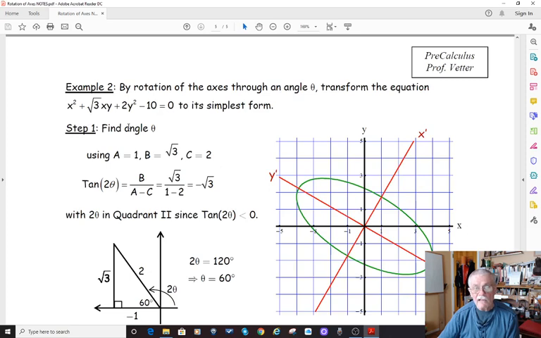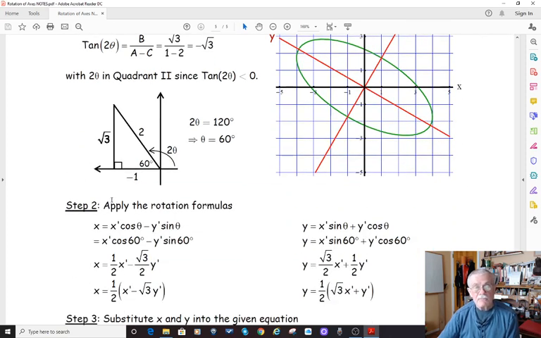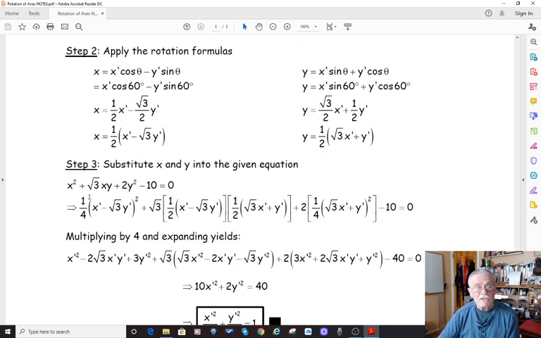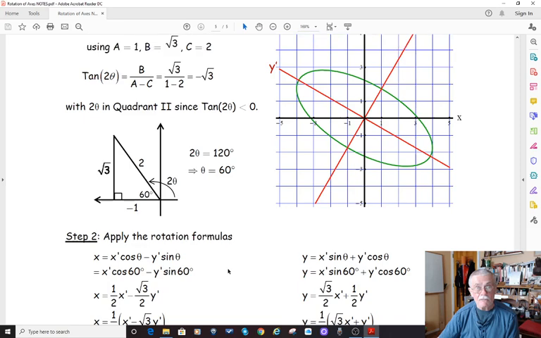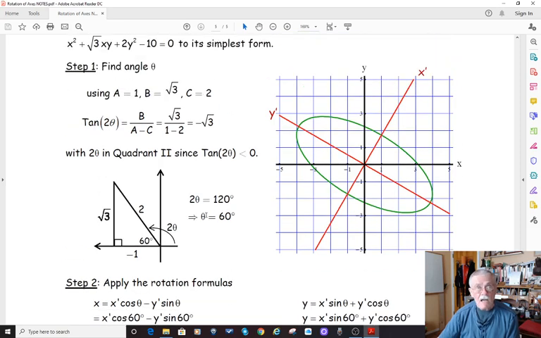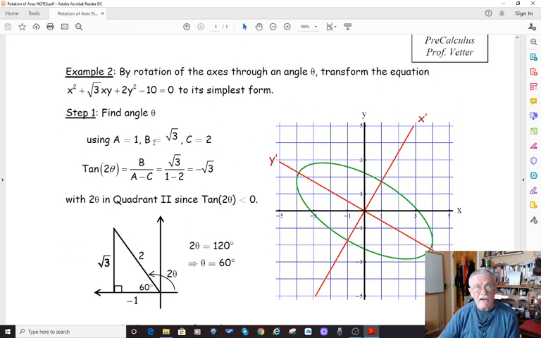Step 1, find angle theta. Step 2, apply the rotation formulas. And step 3, substitute x and y into the given equation. And when the smoke clears, if you do this right, this is not an easy task, you're going to get something which you recognize. Okay, so here we go. First of all, let's find angle theta.